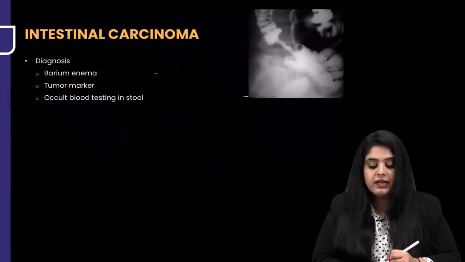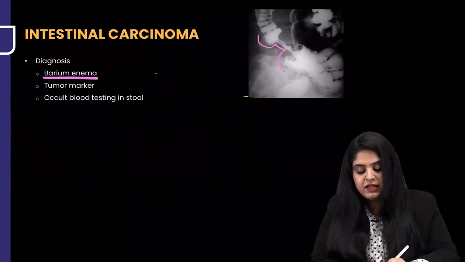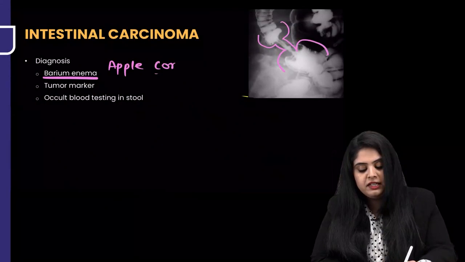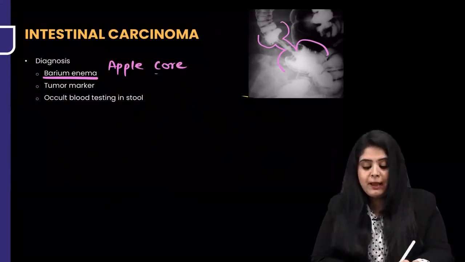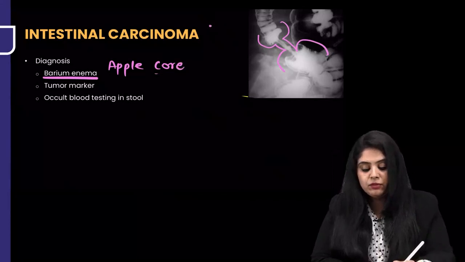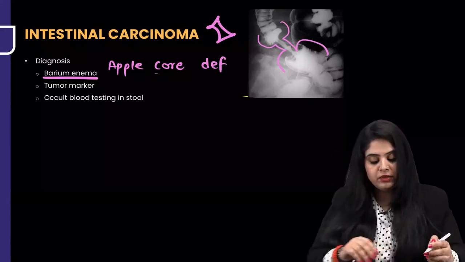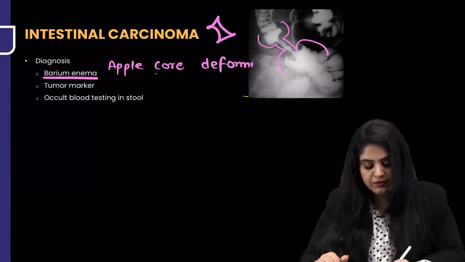And do you know how you do the diagnosis? Please remember, on a barium study or a barium enema, we see the very classical apple core deformity. We see the apple core. Apple core means not a whole apple like this, but an eaten up apple. Someone has eaten up that apple. So it's now looking like this. The apple core deformity is going to be noted when I talk about the barium study.